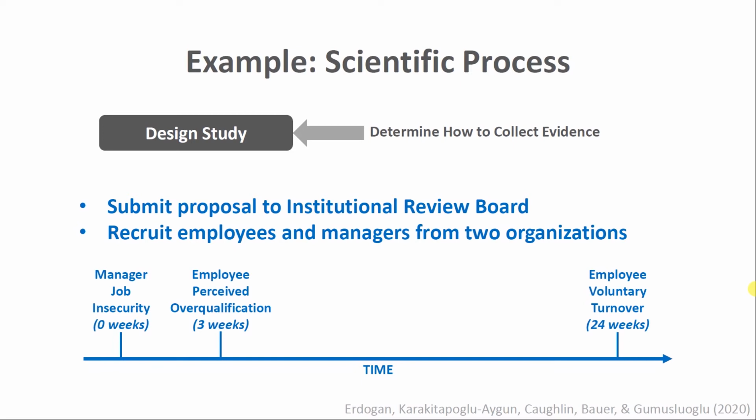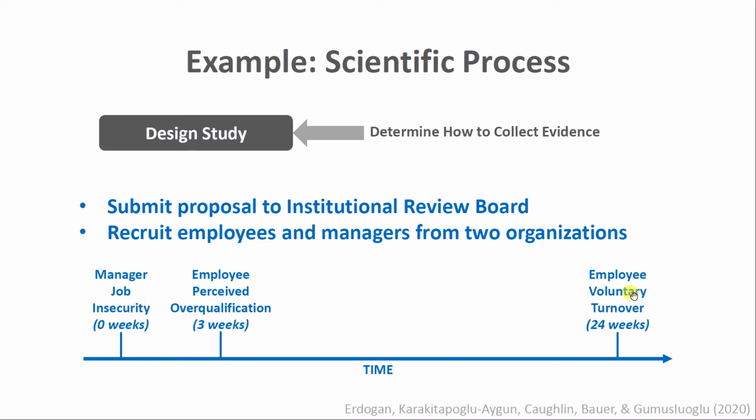And so what I mean by that is that when it came to manager job insecurity, who better to ask than the managers themselves? So at 0 weeks or at baseline, we actually assess manager job insecurity by having managers self-report their level of job insecurity using an established scale or measure. 3 weeks after that, we then surveyed the employees and we had them report their own perceptions of their own overqualification in their job. Okay, so we have a 3-week lag here.